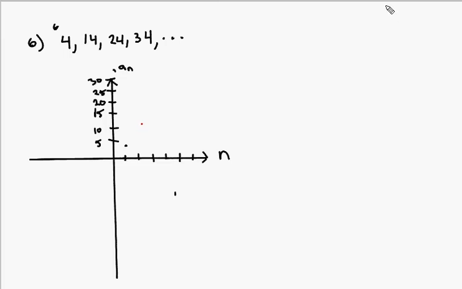Okay, number 6, they ask you to graph each sequence on a coordinate plane, decide whether it is an arithmetic sequence or not. If so, give the common difference and the next term in the sequence. So, if I look at this one, 4, 14, 24, 34, my first term has a value of 4. My second term has a value of 14.